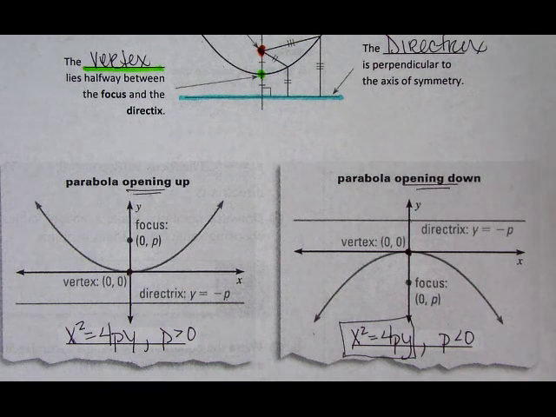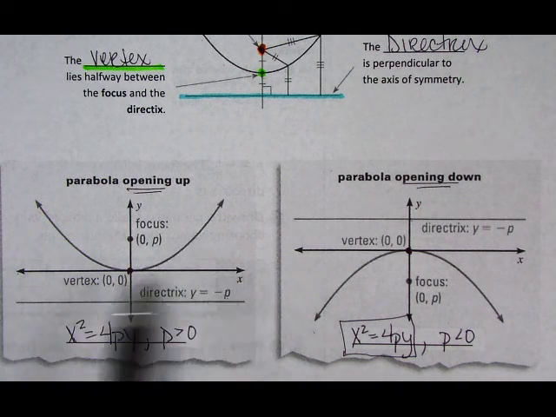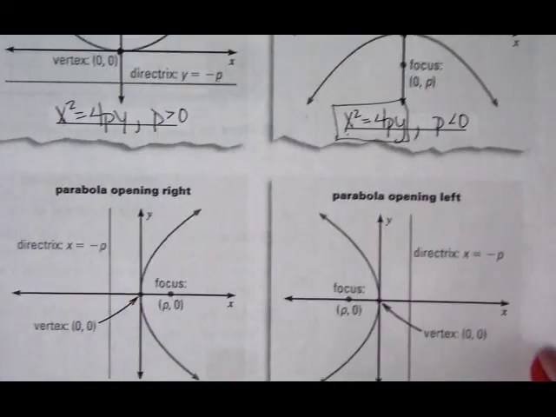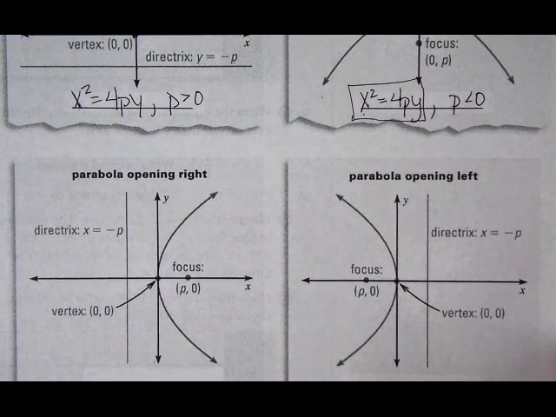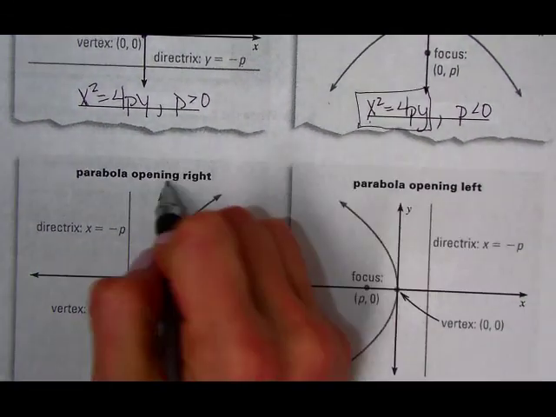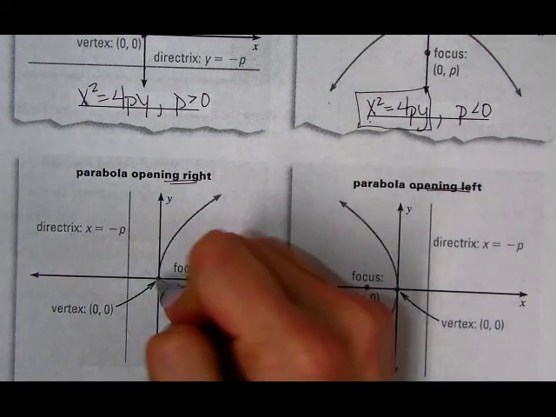Okay? And one way I like to think about this is that if you have x squared, your parabola is going to open up or down around your x-axis. So you're starting off with your x being squared for your parabola opening up or down. Now, your parabola can also open right or left.